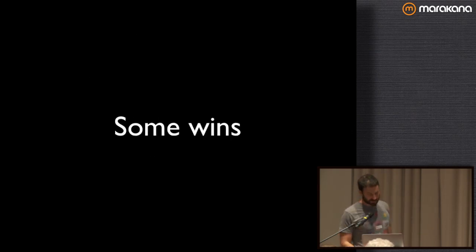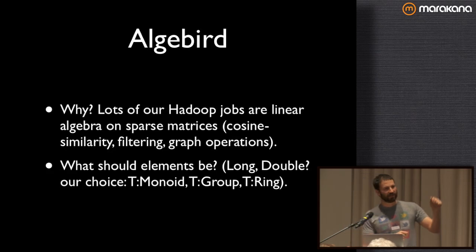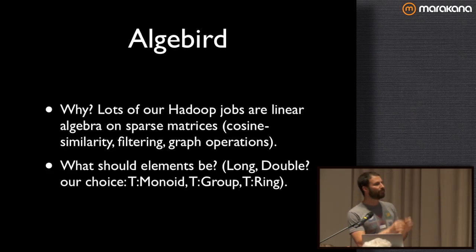So what were some of the wins? What were some of the concrete things that we did? We released this library, Algebird. It was actually a fork of some code that was sitting around in Scalding, which is a Hadoop library that we use. It started as kind of a Scala DSL of Cascading, and then we tried to make it as close as possible to the Scala Collections API.